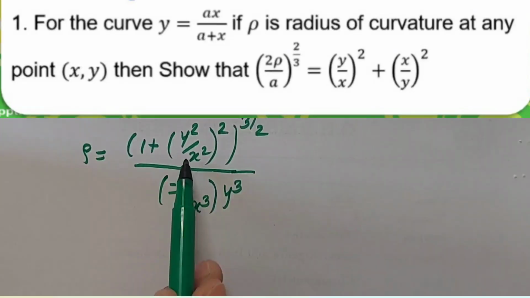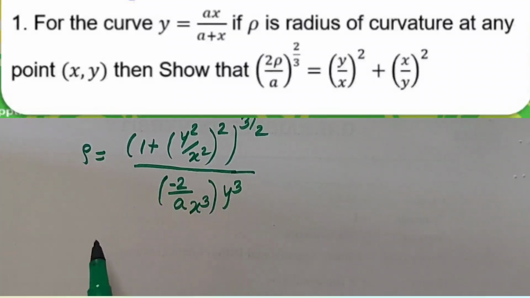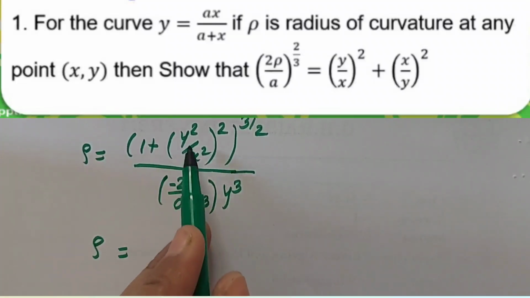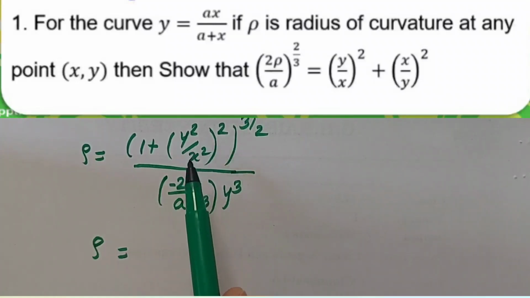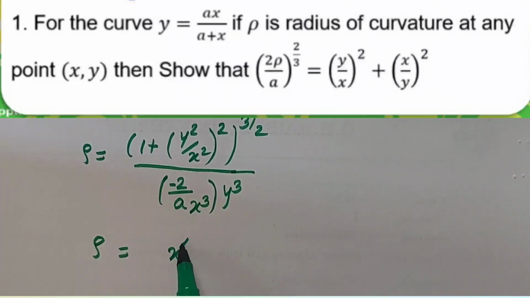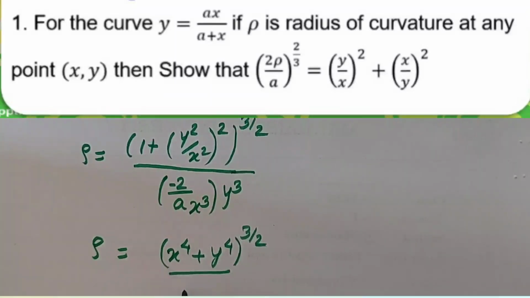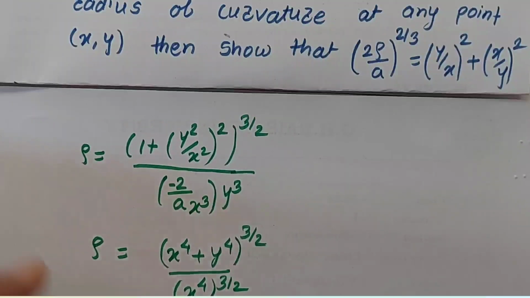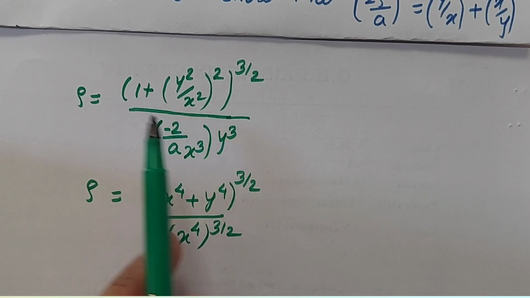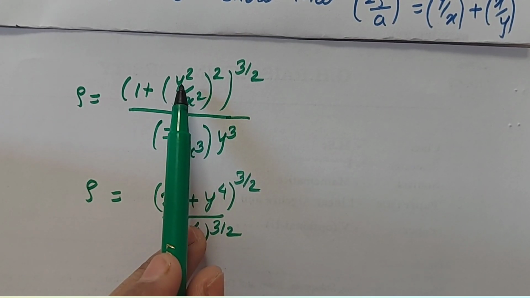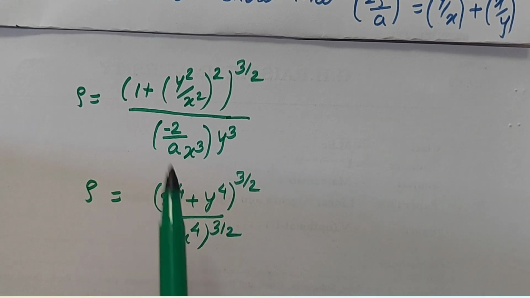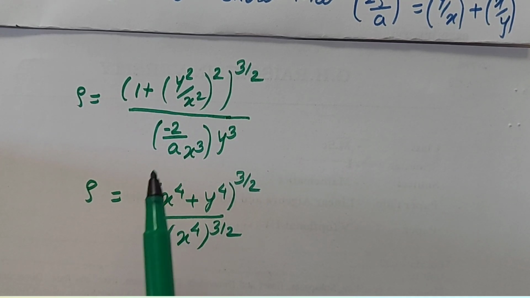For that, firstly I cross multiply this term. Then here we get rho is equal to, it is whole square, that is y raised to the power 4 divided by x raised to the power 4. So here (x raised to the power 4 plus y raised to the power 4) whole raised to the power 3 by 2 divided by (x raised to the power 4) whole raised to the power 3 by 2. Just here I have cross multiplied, so the bracket is squared, so this will be y raised to the power 4 and x raised to the power 4. If you cross multiply, this term will come.